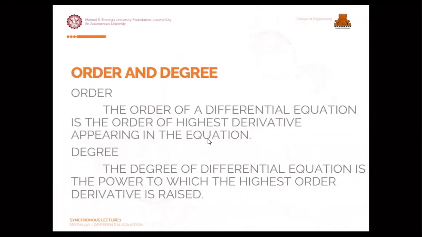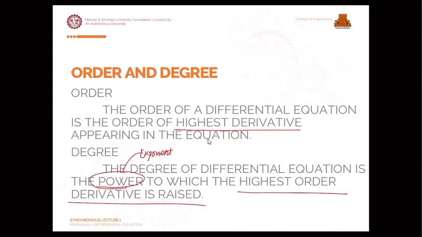Okay, next. We now go to order and degree. So, yung difference ng ito, pag sinabing order, ang order daw is kung ano yung highest derivative appearing in the equation. Okay? So, i-ano natin highest derivative dun sa equation. Okay? Tapos 'pag sinabing degree is kung ano yung power or exponent nung mismong derivative with the highest order. Okay? Highest order derivative is raised.